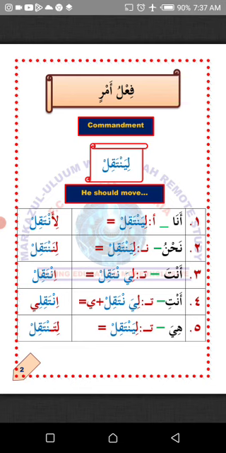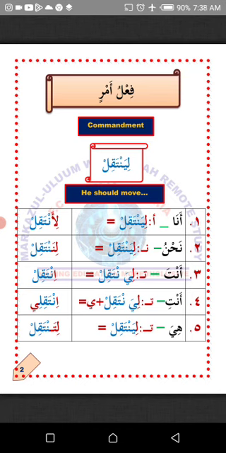The borrowed alif is your first letter. Nunun is the second letter and ta'un is the third letter. Since ta'un is taking fataha, so we give it the opposite of fataha, which is kasra. So we read the borrowed alif with kasra. So the verb liyantakil will now become intakil, which means you should move, talking to a single male person.